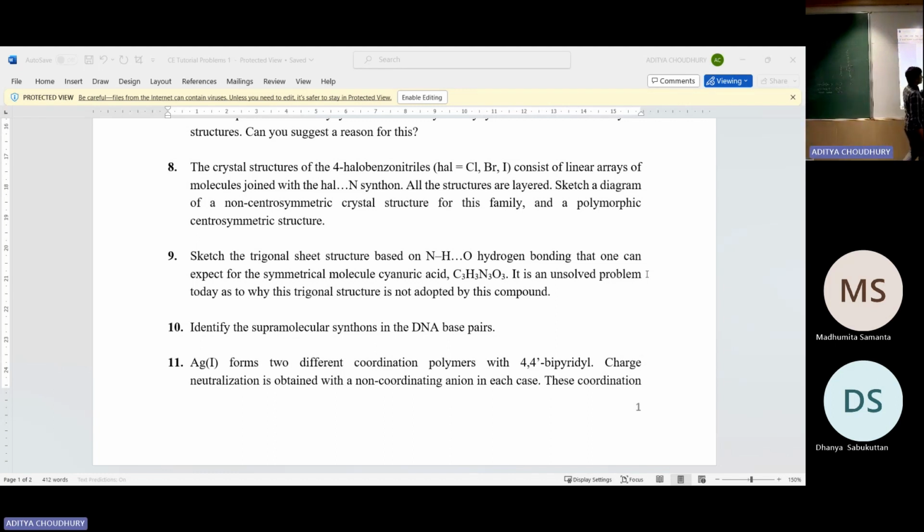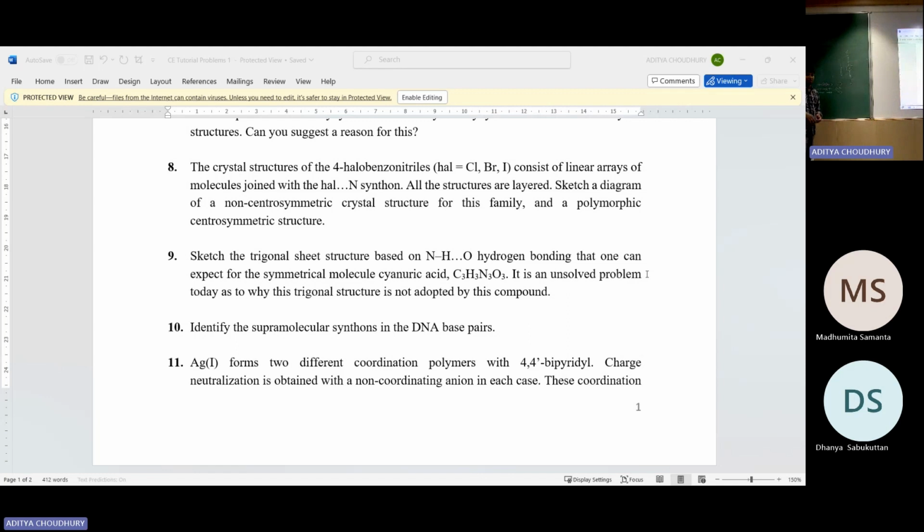It's a trigonal honeycomb structure based on N-H...O hydrogen bonding that one can expect from a symmetrical molecule like cyanuric acid. I hope you know the structure of cyanuric acid. If you don't remember, I'll draw it for you. It is an unsolved problem today: why this trigonal structure is not adopted by the compound. Although it can form a very nice structure, somehow it is not adopted. Any reason?